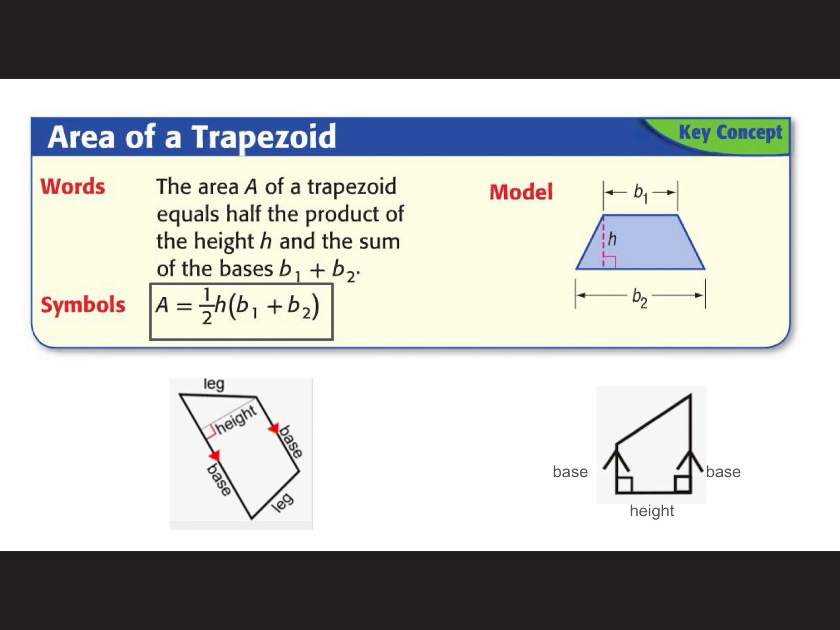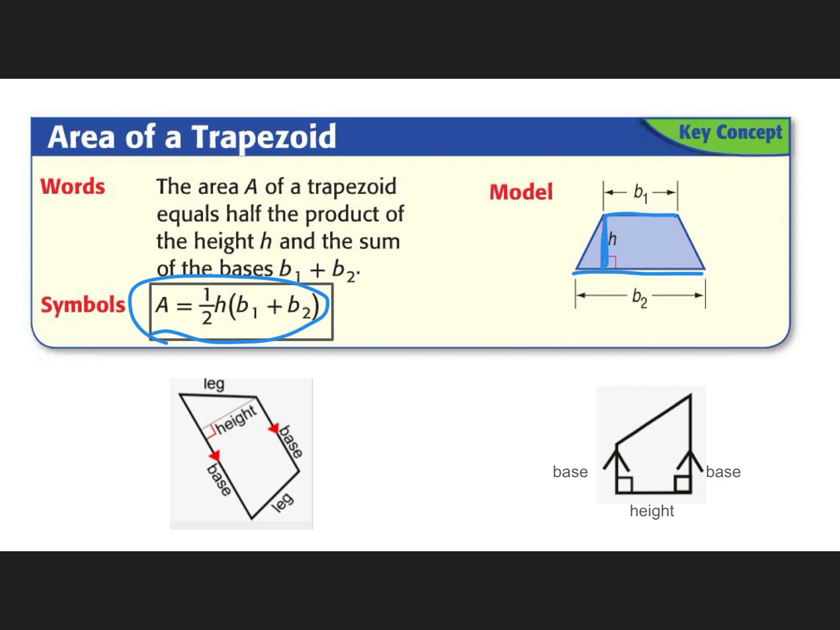Last shape that we have is a trapezoid. Here's our formula that we're going to use: 1/2 times the height times, in parentheses, base 1 plus base 2. That's what those B's mean. The bases are the sides that are parallel to each other. They are always parallel. That means they will never cross. And then the height is the part that makes that 90 degree angle, perpendicular to both of those bases.